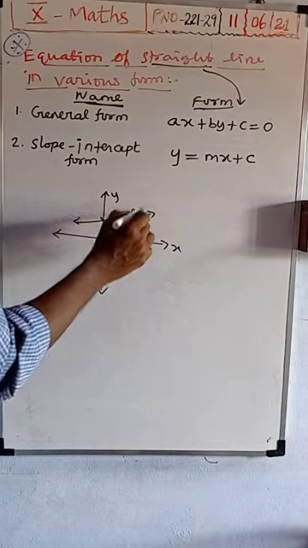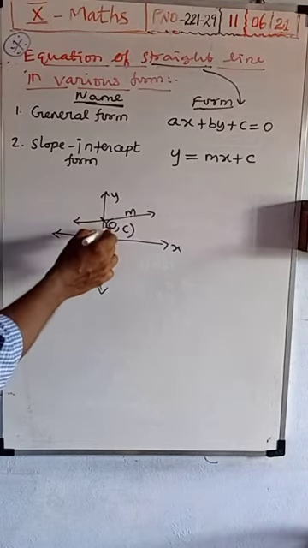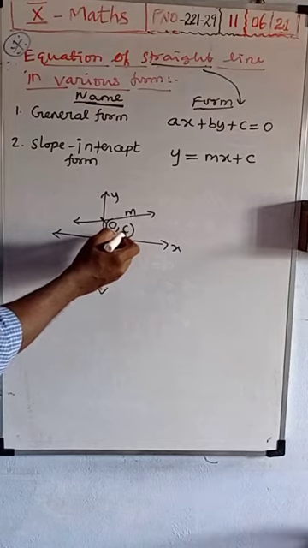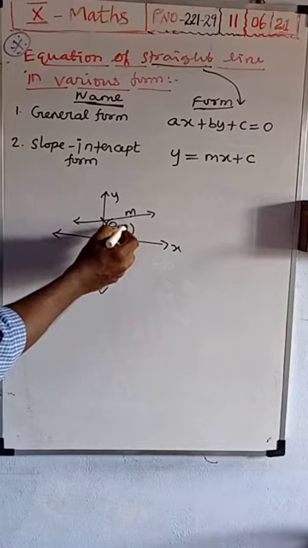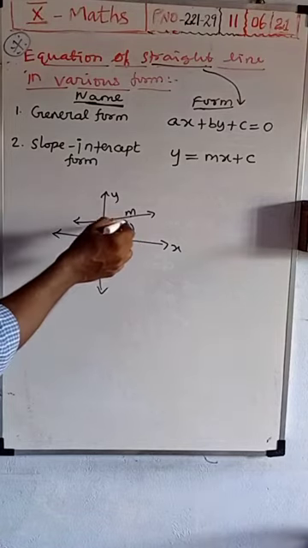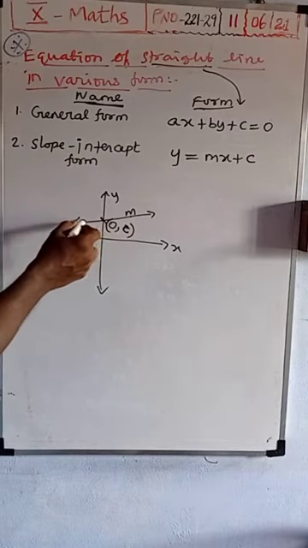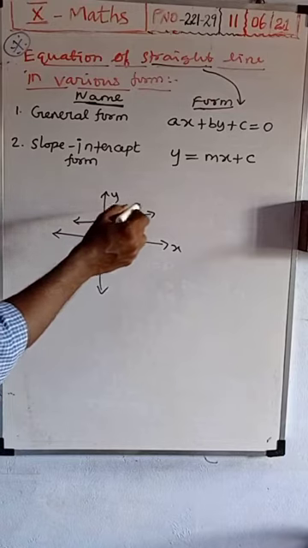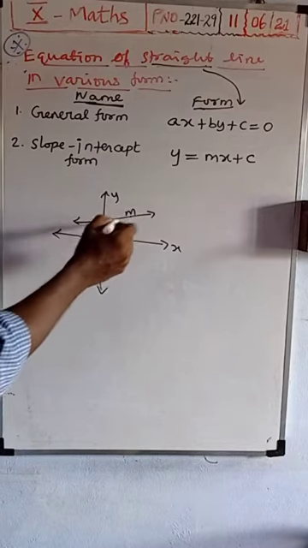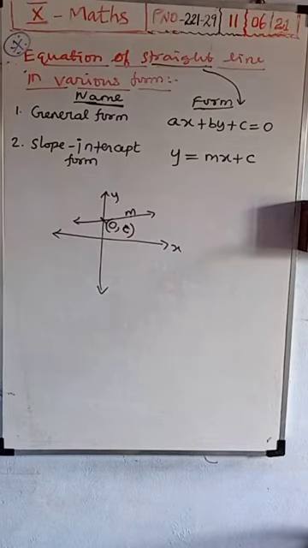Yes, here one slope is there. So the x point and y point will be there, and the y point is a constant. So this is the slope intercept form. This straight line form is y is equal to mx plus c. This is slope intercept form.